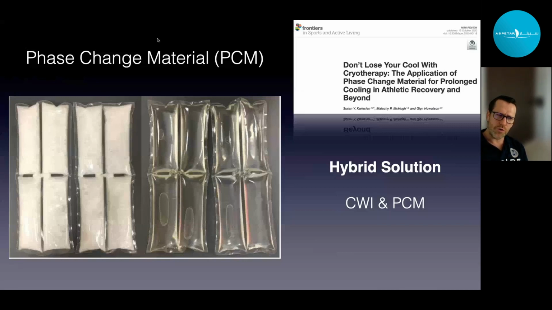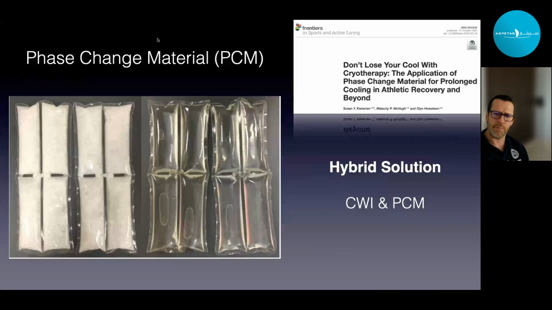And some of the work that Glyn's guys have shown is that over 3 to 6 hours, if you apply these packs on the muscles, you get a really nice ability to keep the muscle temperature down over a prolonged period of time. So it's not really aggressive, but what it does do is it continues to bring the temperature down over a long period of time.